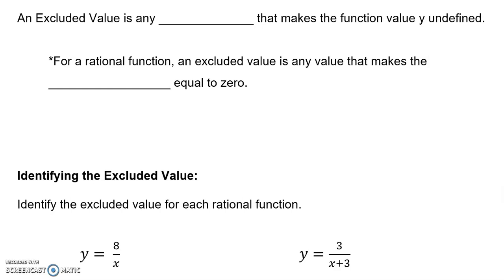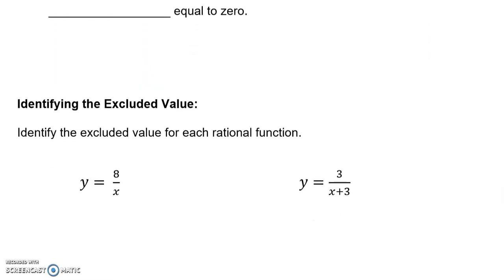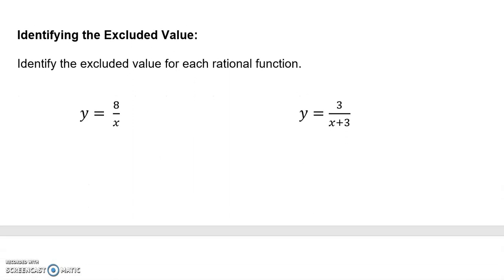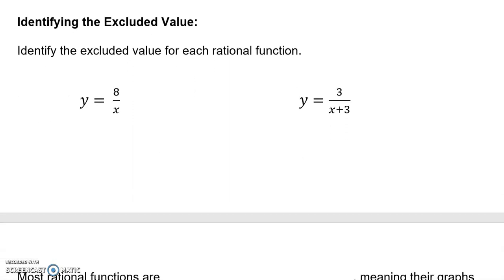So an excluded value is any x value that makes the function value y undefined. For a rational function, an excluded value is any value that makes the denominator equal to 0. So now we're going to learn how to find an excluded value for these functions.